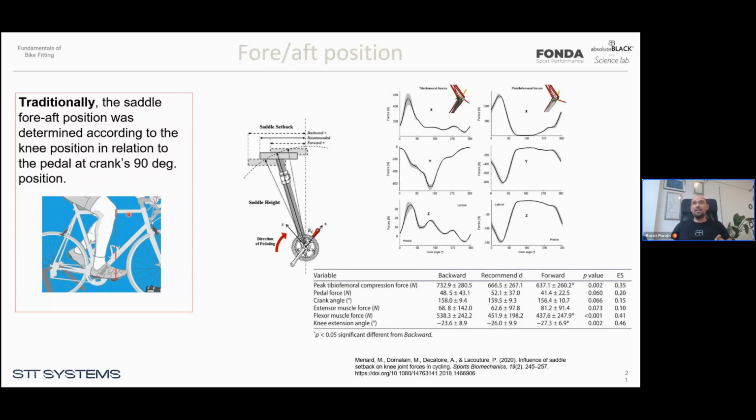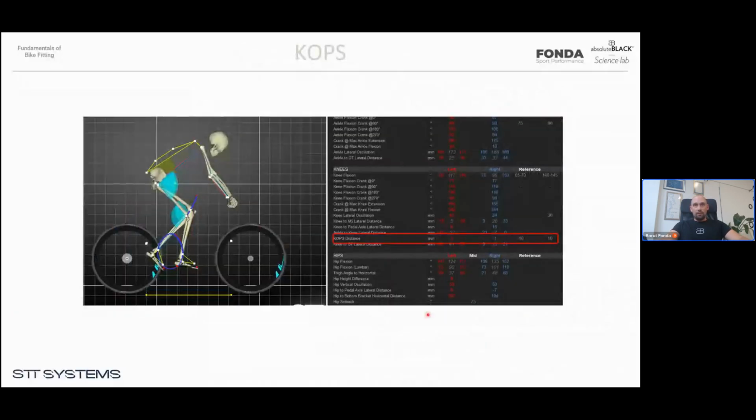Like back in the day, they were saying that you're putting too much force onto the knee, which Maynard and the group showed the contrary, that actually if you want to reduce the loading of the knee, put them forward more. So it's a very good study, and I only hope that more studies like that would follow in the future. Now, in the STT software, there is a knee over pedal spindle calculation in the results.